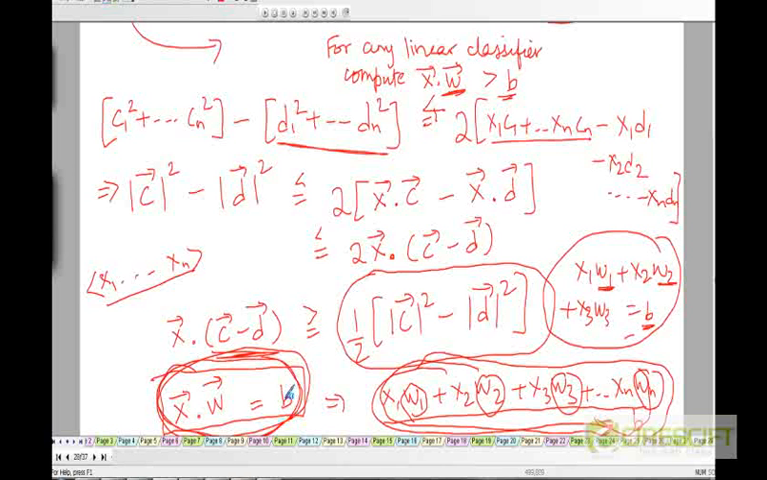So do you now understand what a hyperplane is and what exactly a linear classifier does? Somewhat, sir. Why don't you ask what you didn't understand? I get the part like x1 w1, x2 w2, but how would it look like a hyperplane?